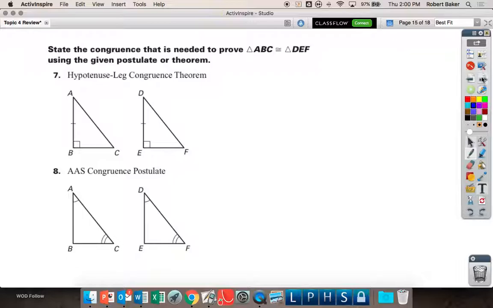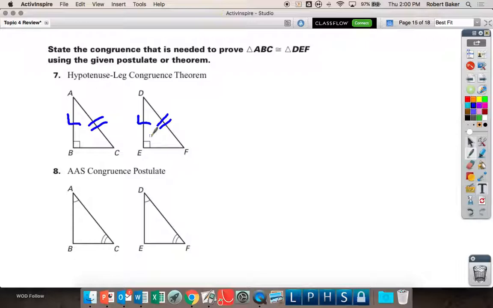Are they right triangles? Yes. They already have one thing marked congruent. What is the one thing marked congruent? The legs are congruent, right? So what do we need to be congruent for the HL shortcut? Hypotenuse. So you have to mark these two pieces. Now they're congruent by the HL shortcut.